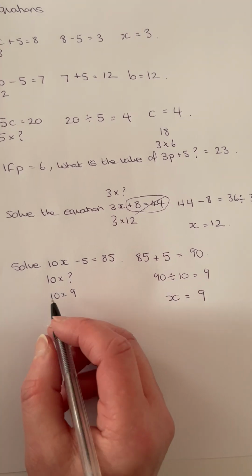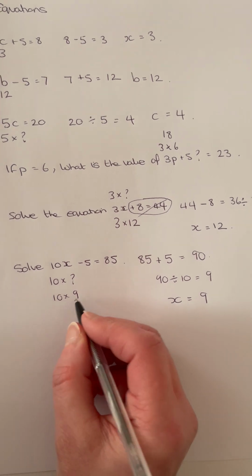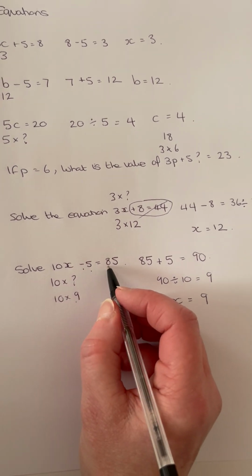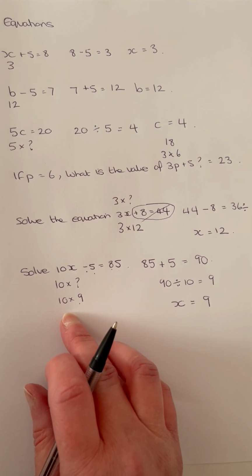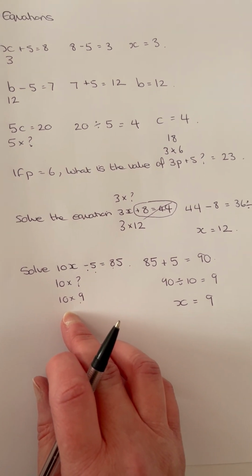And we can check that back. 10 times 9 minus 5 is 85. And obviously you always do your multiplication first because that's following the BIDMAS rules.